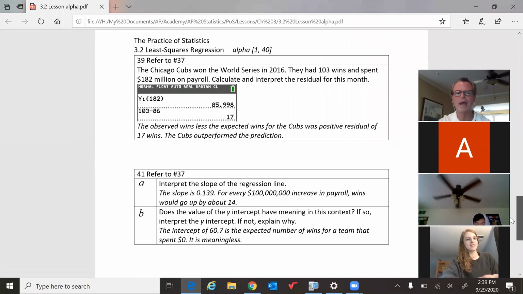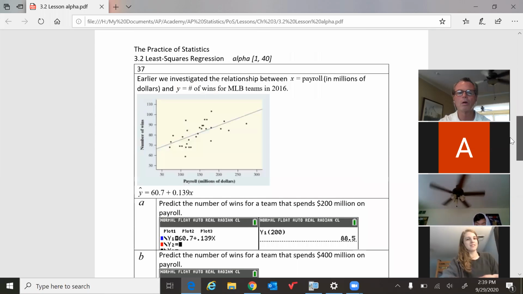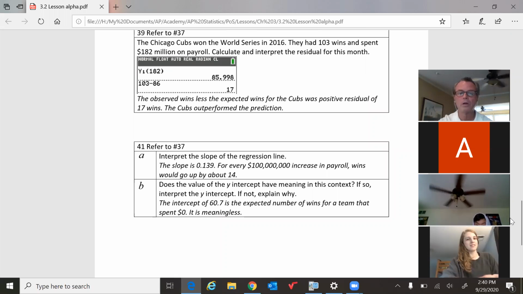Okay? And then 41, which we didn't ask you to do, but it's the same data set. You've got to be careful about this. Interpret the slope of the regression line. So the slope, now if you look at this, tells you payroll in millions of dollars. There's the slope. So if we say $100 million, it's in millions, multiply this by 100. Move the decimal point 2 places to the right, and we get 13.9.